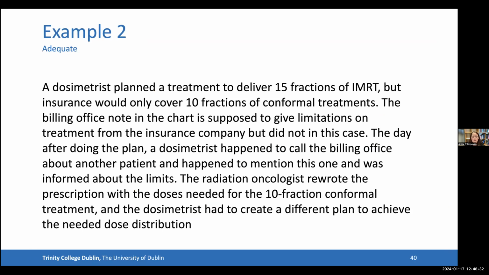The day after doing the plan, so this is our time frame, a dosimetrist happened to call the billing office about another patient, and that's how it was identified. So again, it's not particularly in order, but it's how the incident was identified in the first place, and then what the immediate responses were. The radiation oncologist rewrote the prescription with the doses needed for 10 fractions, and the immediate response was that a different plan had to be created.